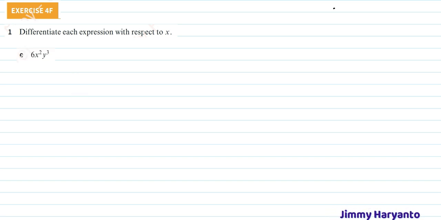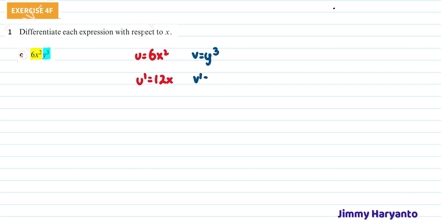And the last one for question 1 is 1e. For this one, you have to use uv. It's multiplication of 6x squared and y cubed. That means the u equals to 6x squared and the y cubed equals to v. Okay, so the u prime is 12x and the v prime is 3y squared. Don't forget to write down dy over dx after you have the result.